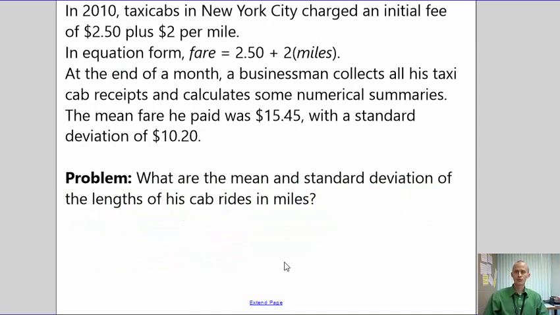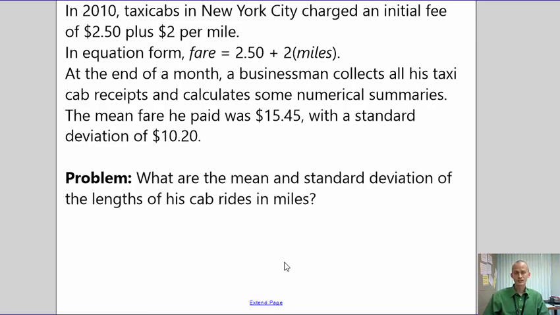Here is that next problem for our taxi cab. We have somebody who has ridden in a business taxi, and so what they want to do is record all of that information about how far they went and all that type of information. What we know is what they paid. So we had a mean fare of $15.45, and a standard deviation of $10.20.